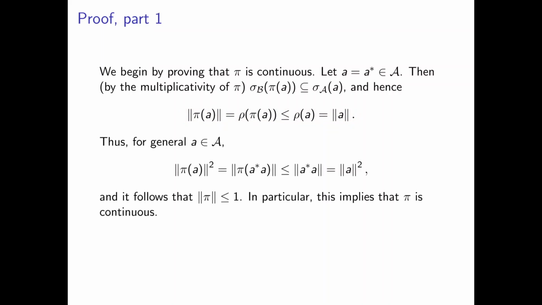So, for general A, we have that the norm of pi of A squared is just equal to this expression here by the C-star property.